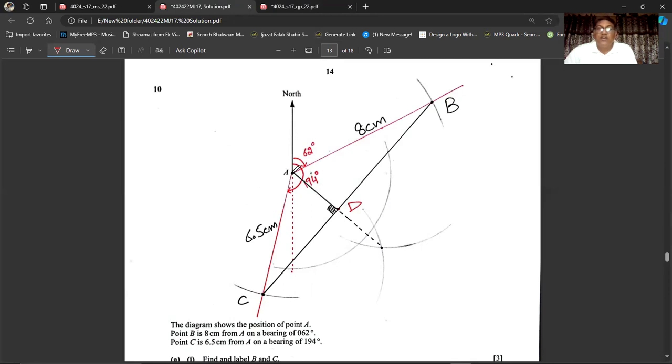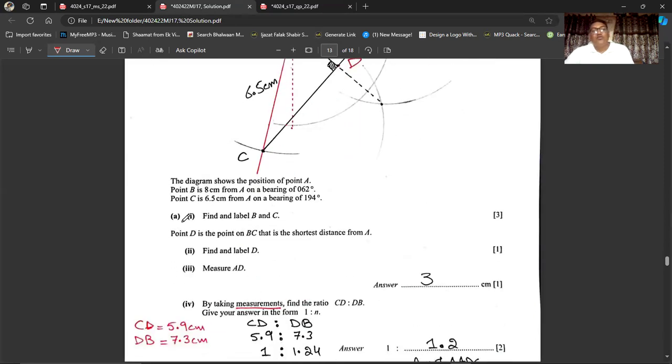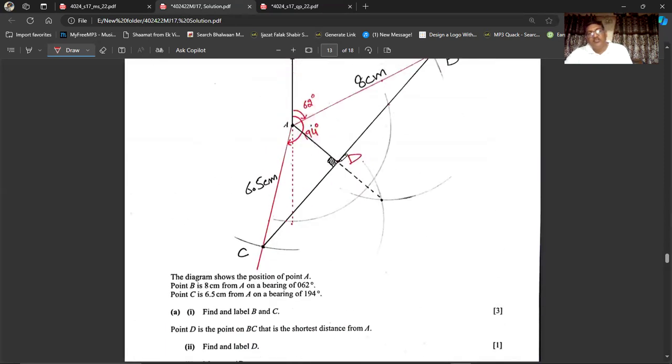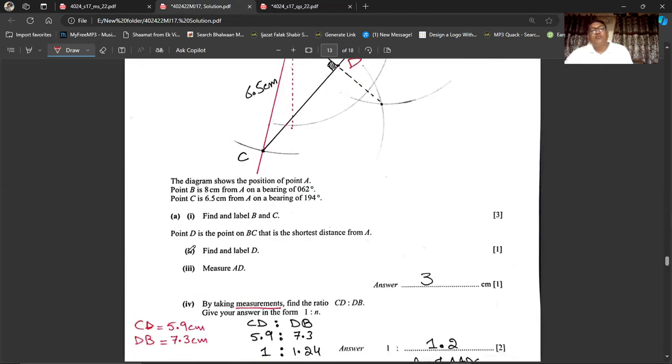How do you find this? Put your compass on A, draw an arc, and when it cuts the BC line at two points, put your compass on each of these points and draw an arc. Join where these two arcs intersect with A. This is the perpendicular coming from A onto the BC line. So the shortest distance from A onto BC is the perpendicular distance between A and BC, and that perpendicular distance is this AD. First of all, label this point D, and then we have to measure AD.